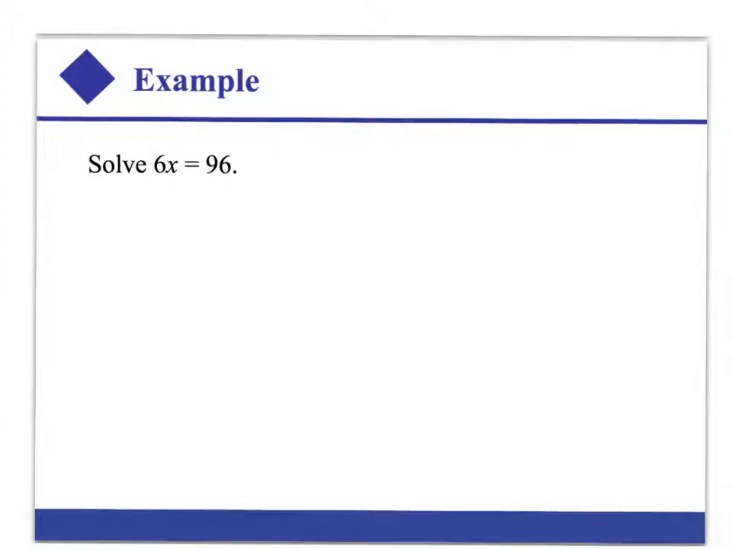What operation is going on right now with this 6x? Do y'all remember? It's 6 times x. Remember, mathematicians are lazy. So to undo multiplication, you divide. So whatever you do to the left side, you have to do to the right side. So that gives us really 1x, or just x, and then 96 divided by 6 is 16.